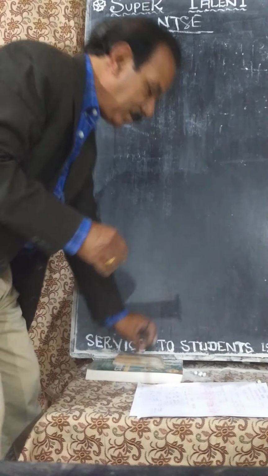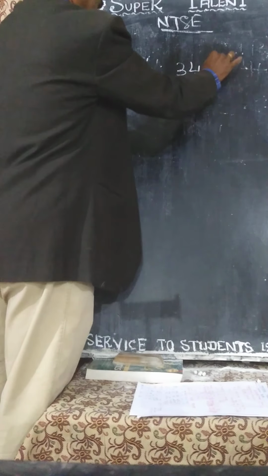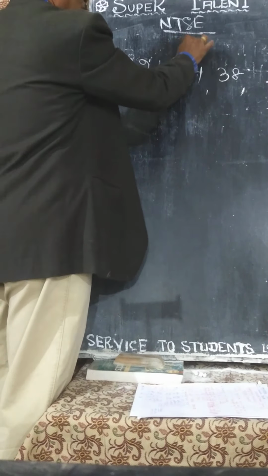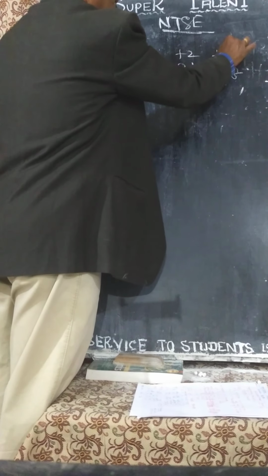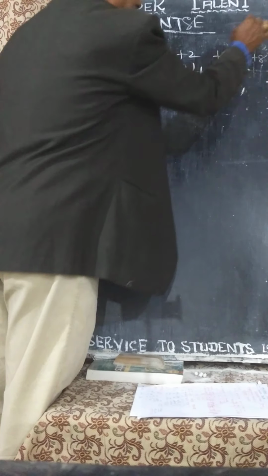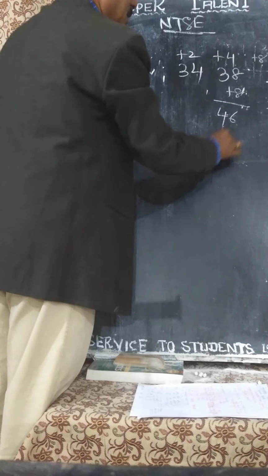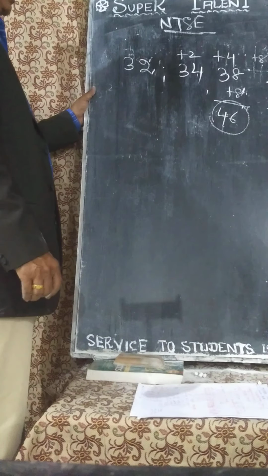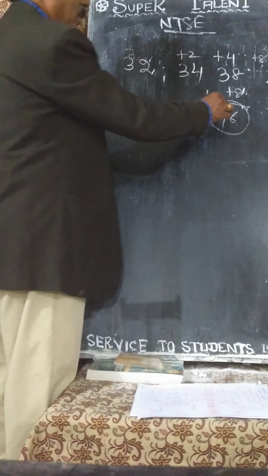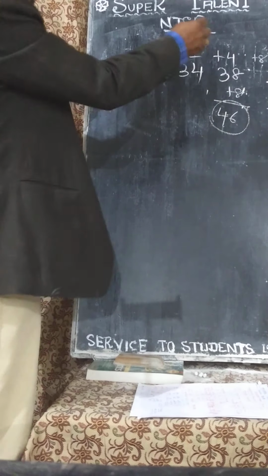Accordingly, the same 32, then 34, then 38. Then tell me the logic. 32 plus 2 is 34, this is plus 4, so it is 38, then plus 8. What will it be? 46. If 46, here is the answer, you got it. So 38 plus 8 is 46. Right?